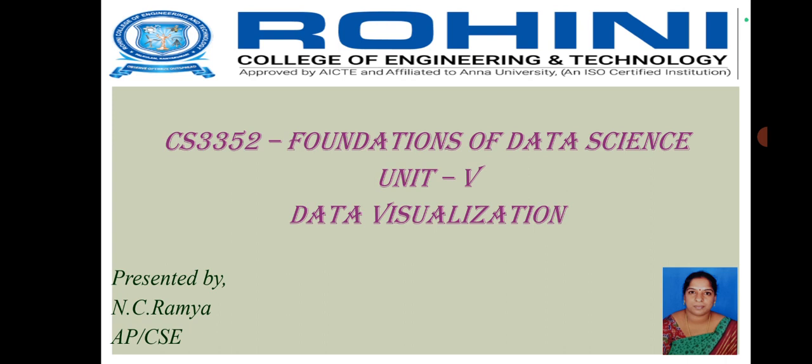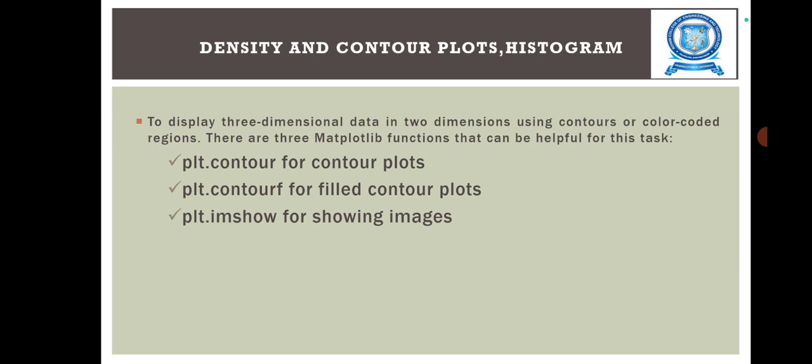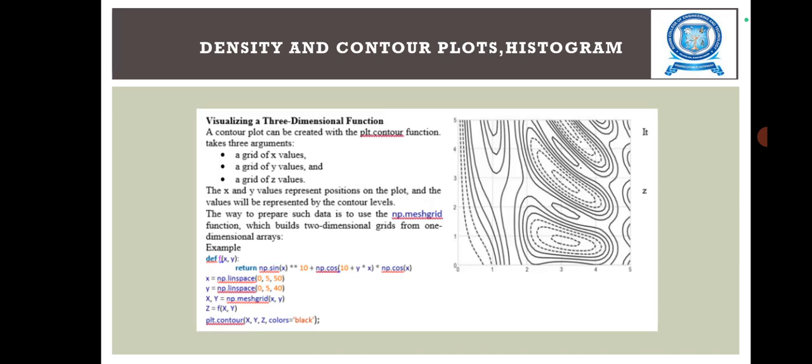Unit 5, Topic: Density and Contour Plots, Histogram. It is used to display three-dimensional data in two dimensions using contours or color-coded regions. There are three matplotlib functions that can be helpful for this task: plt.contour for contour plots, plt.contourf for filled contour plots, and plt.imshow for showing images. Next, we are going to see one example for visualizing a three-dimensional function.